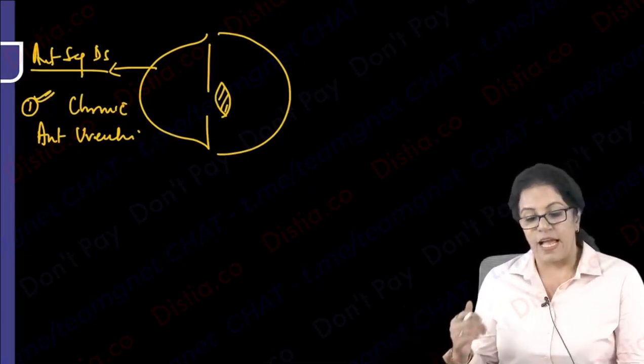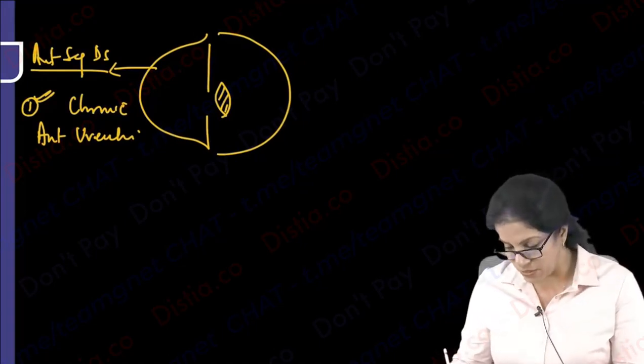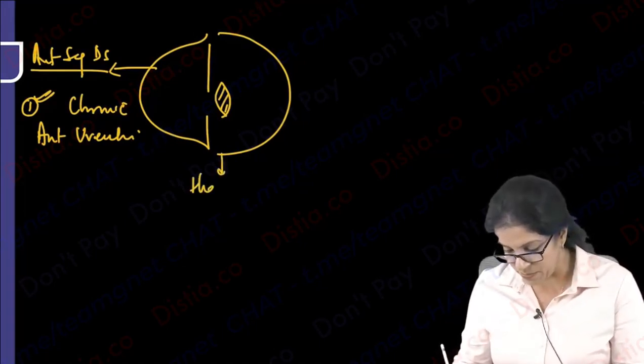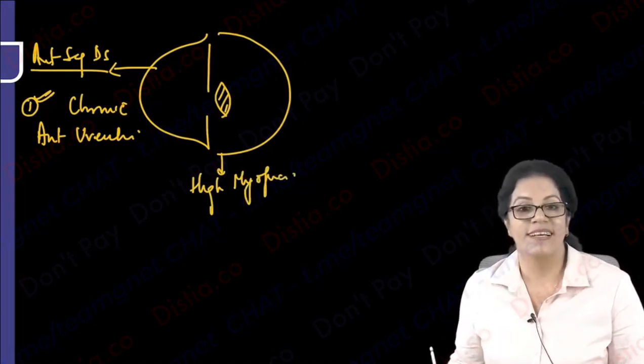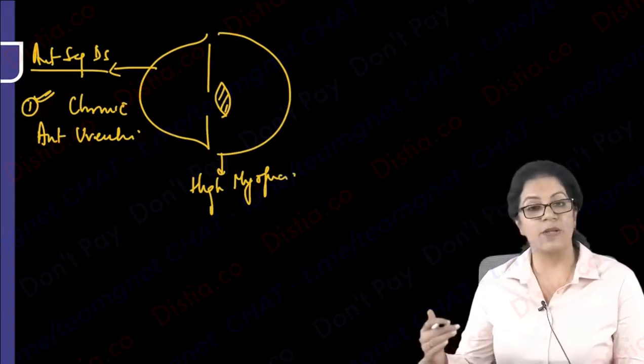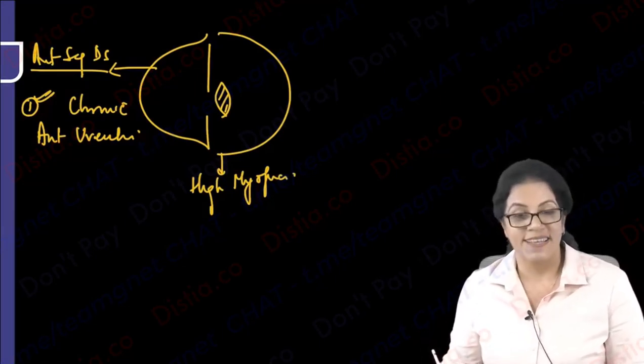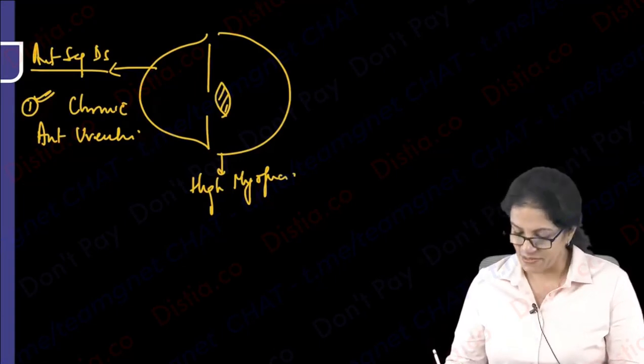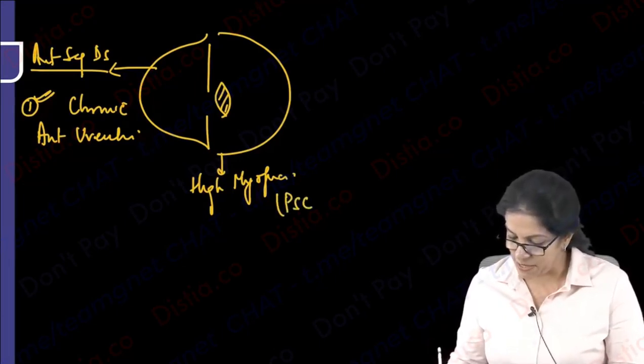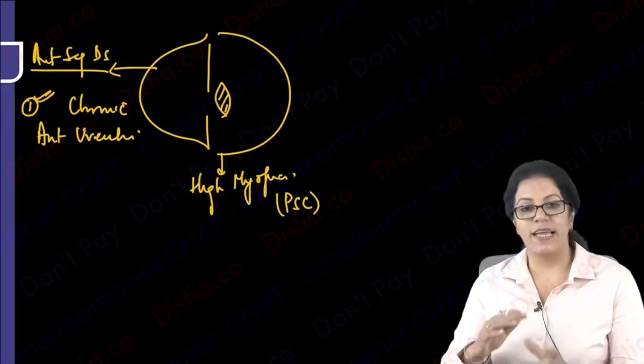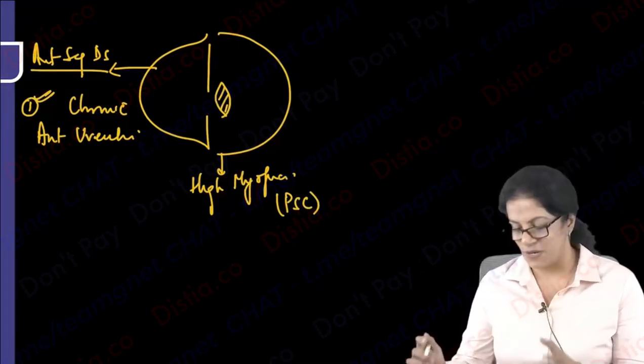Second, we should know the cause. It could also be high myopia. That is also one cause of cataract. So high myopes and pathological myopia are prone to complicated cataracts. They are generally posterior subcapsular. So this diagram will help you to learn all the important etiologies.